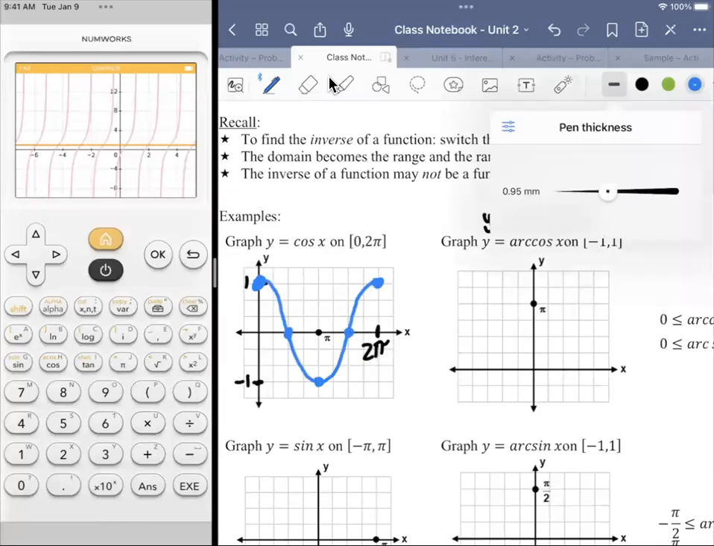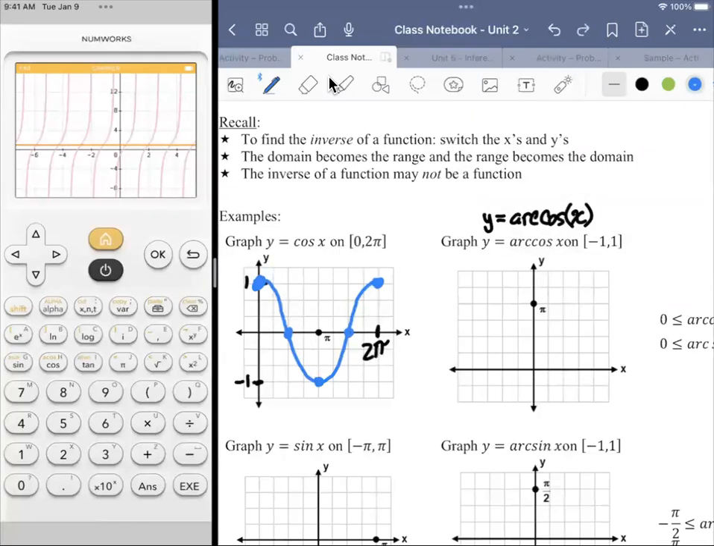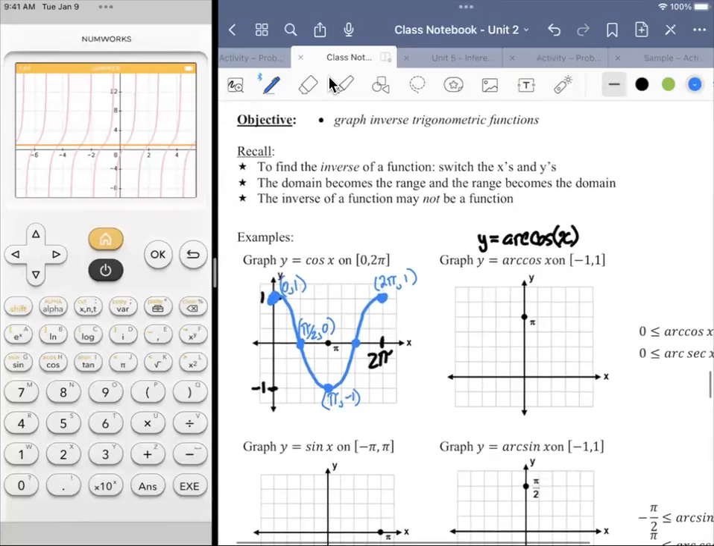Now I'm going to label up the points, the actual coordinates. This is 0, 1. This point here is pi over 2, comma 0, pi, comma -1, and 2 pi, comma 1. All right. So I put a couple of recall statements up here. I say recall, to find the inverse of a function, you switch the x's with the y's. Domain becomes range, range becomes the domain. The inverse of a function may not itself be a function.